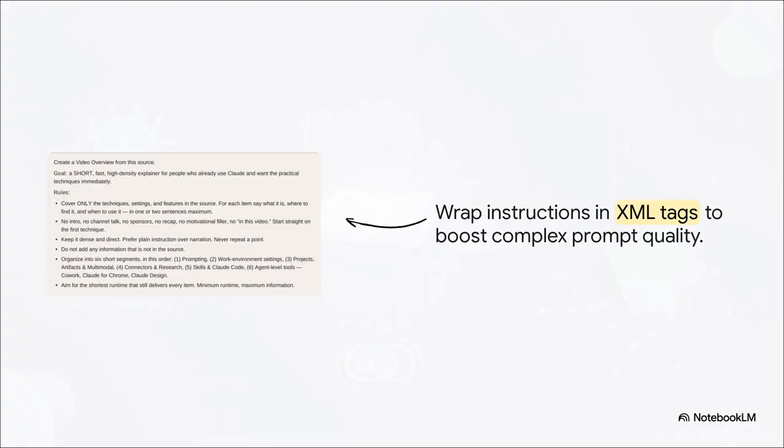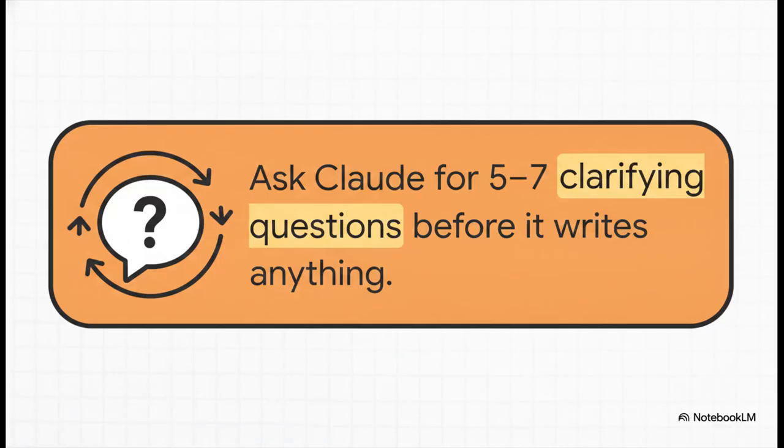Want a 50% quality boost? Wrap your complex instructions in XML tags. It's an absolute game changer. Hate endless revisions? Try reverse prompting. Have Claude ask you 5 clarifying questions before it writes a single word.